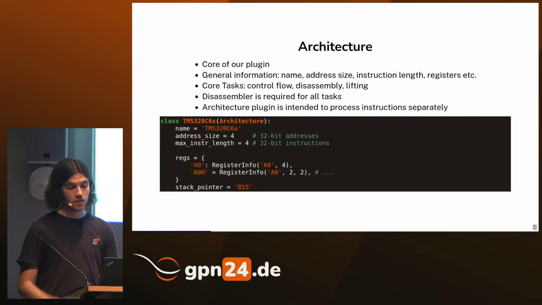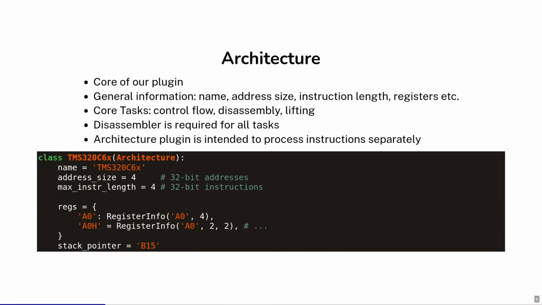Our architecture is the core of our plugin, and we start by adding general information about the architecture in the plugin. This includes, for example, the name that is displayed everywhere, but also general information like how large is every address, or for instructions, how are they aligned. Some of this information you see below. We also tell the decompiler about the registers.